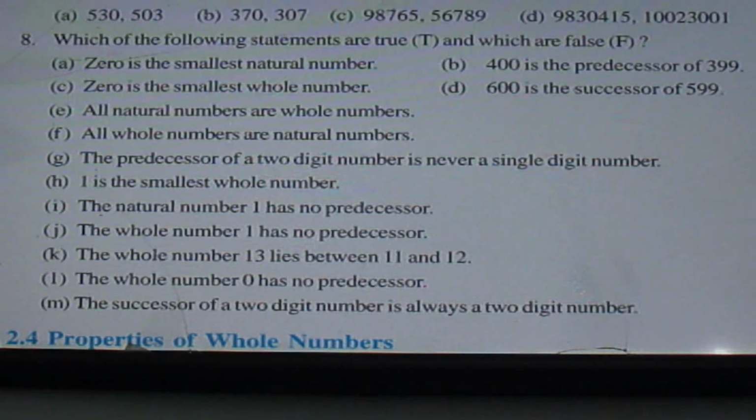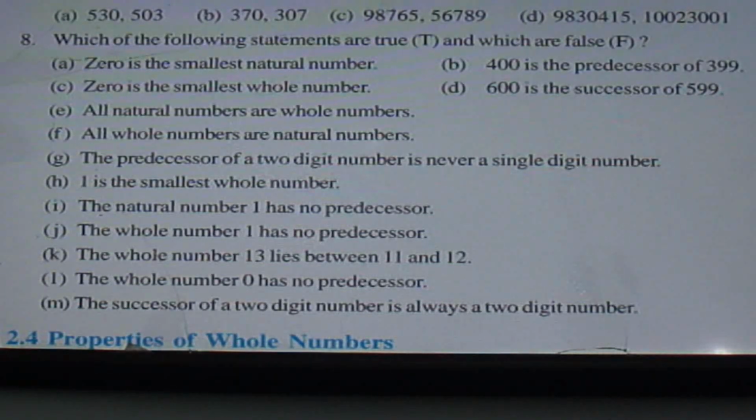L. The whole number 0 has no predecessor. Yes, true. Because if we subtract 1 from 0, we'll get -1. That you will study in the chapter on integers. Till now you don't have any integers, and whole numbers start from 0 only. So it doesn't have any predecessor. So it is true.